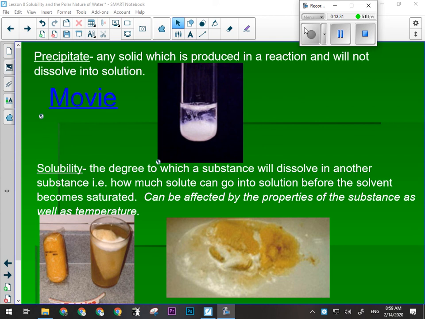Like I said, the definition for solubility is the degree to which a substance will dissolve in another substance. That is how much solute can go into solution before the solvent becomes saturated. If something is saturated, what does that mean? It's reached its max absorbing capacity. It can't absorb any more. We usually use the term saturated to refer to something soaking wet, and it still applies. If your clothes are saturated, you're dripping, because your clothes can't hold any more water.